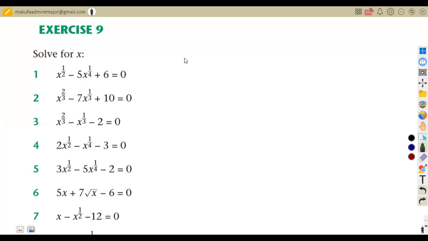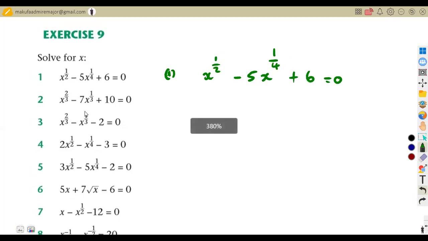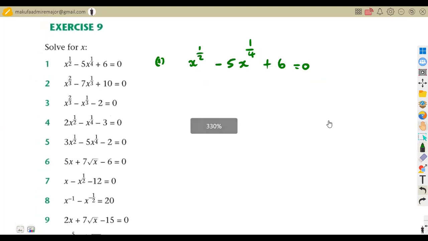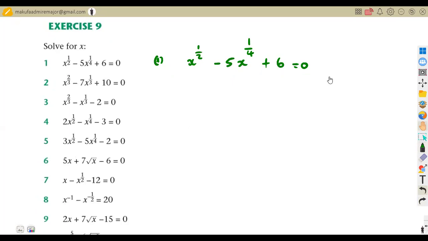How is that possible? Having a question like what we're given in number one, where we are given x to the exponent of 1 over 2 minus 5x to the exponent of 1 over 4 plus 6 equal to 0. All right, so the question is, how do we solve such an equation? This is an exponential equation, we know. But how do we solve it?